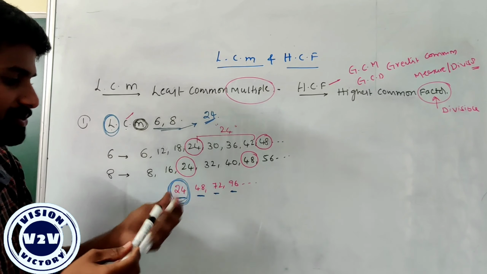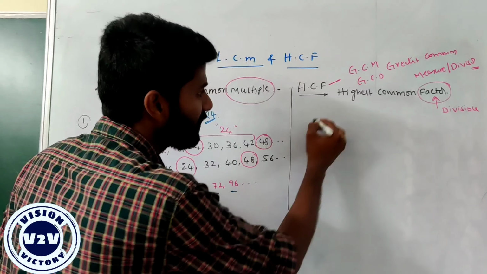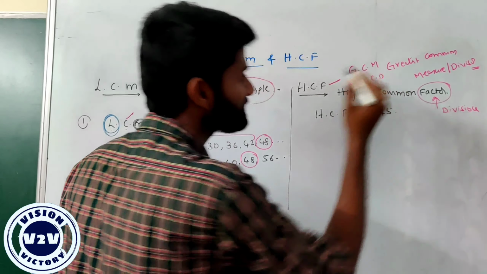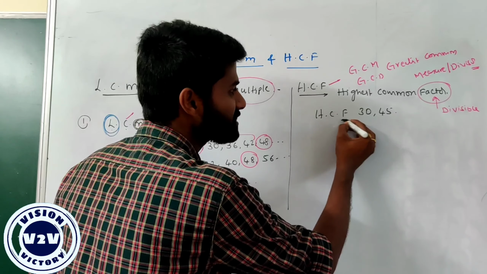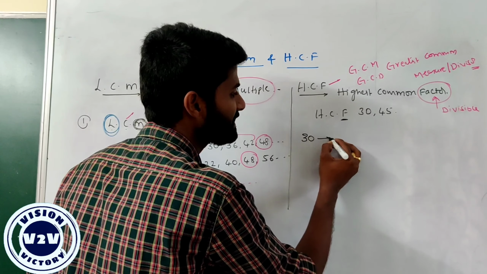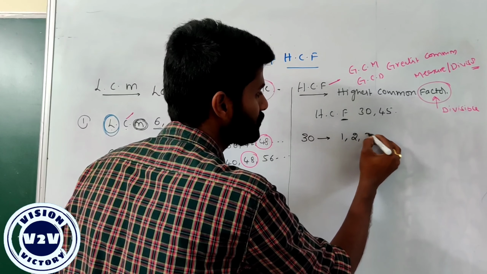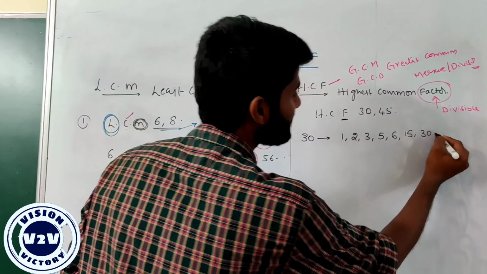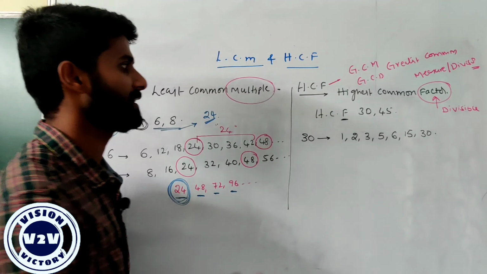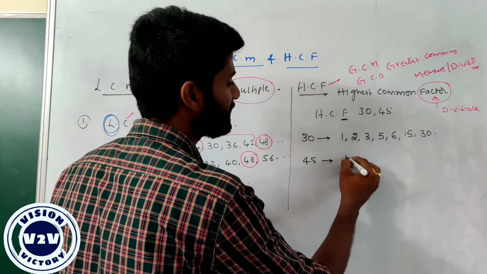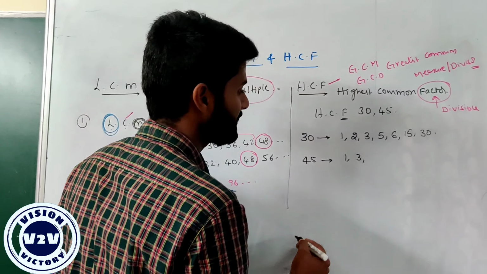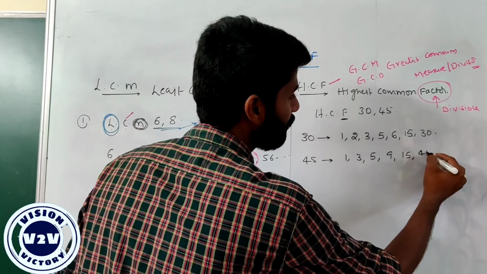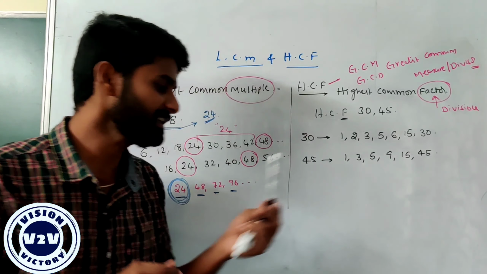That is the first part. So this is the basic approach. Now if you want to go with the HCF, find the HCF of 30 and 45. Same thing, factors of the numbers. Factors means the divisors of 30. 30 is divisible by 1, 2, 3, 5, 6, and we go on with 10, 15 and 30. These are the exact divisors of 30. If you go with 45, 45 can be divisible by 1, 3, 5, 9, 15 and 45. So these are the factors of 30 and 45.